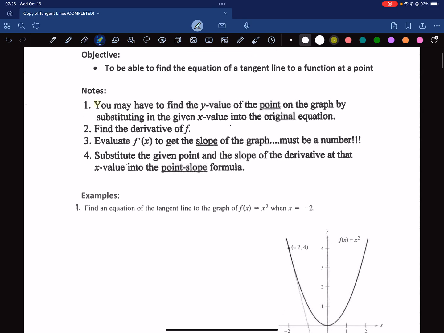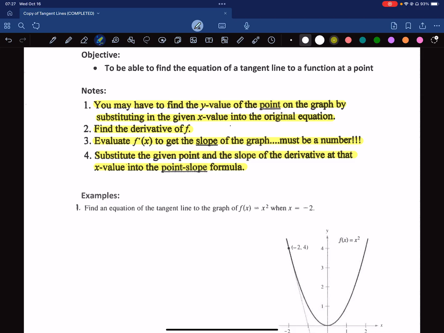One, you may have to find the y value of the point on the graph by substituting in the given x to the original equation. Two, you will find the derivative of f. Three, evaluate f prime to get the slope of the graph, and this must be a number. And four, substitute the given point and slope of the derivative at the x value into the point-slope formula.